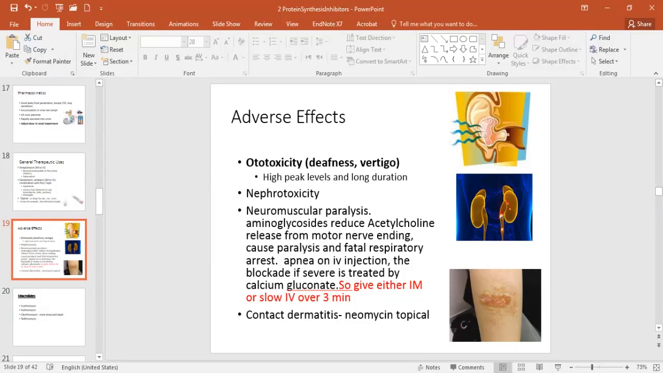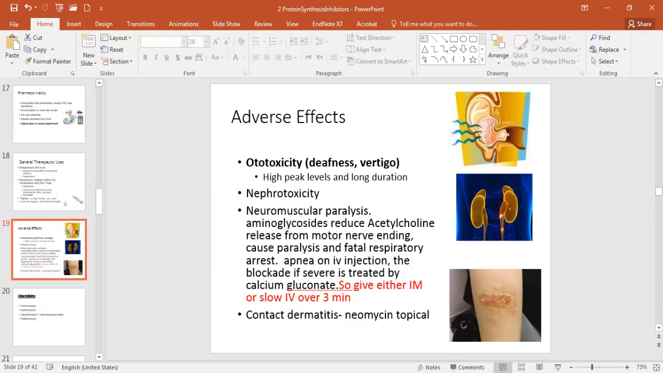Another side effect is nephrotoxicity. Other side effects can lead to neuromuscular paralysis, as aminoglycosides reduce acetylcholine release from the motor nerve endings and thus cause paralysis and fatal respiratory arrest. Apnea on IV injection, apnea meaning cessation of breathing.